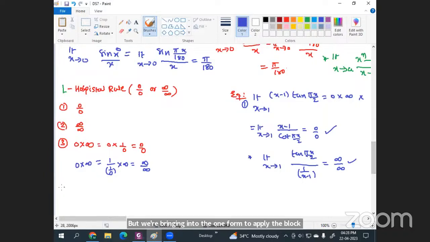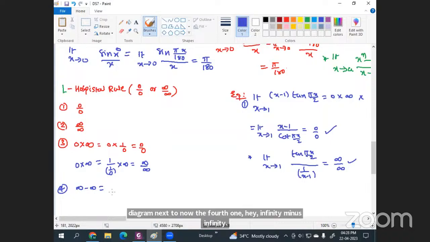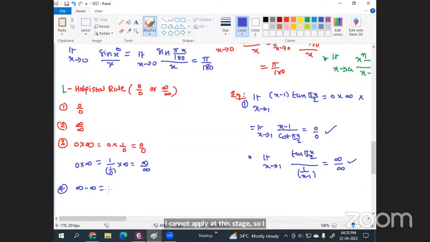Next. Now the fourth one is infinity minus infinity. I cannot apply the rule at this stage. So I can apply the formula like this: 1 by 0 minus 1 by 0. So you will get the 0 by 0 form.